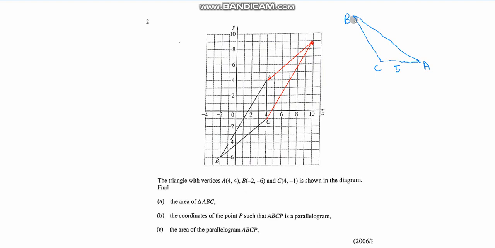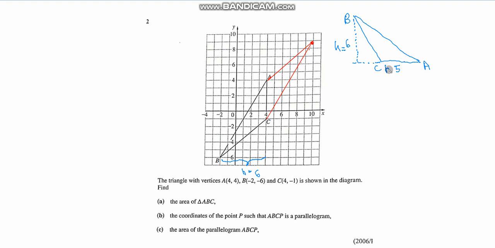Now, what you have to find is this vertical height, which is the height of triangle ABC with the base AC. This length is from here all the way until here. This is the height. If you count the number of boxes, 1, 2, 3, 4, 5, 6, it is 6. So the height is 6.